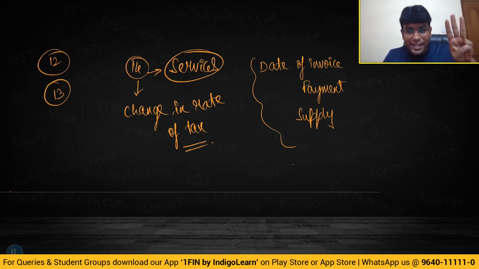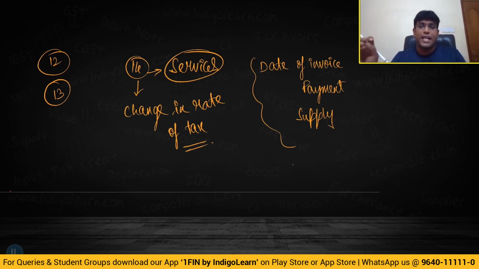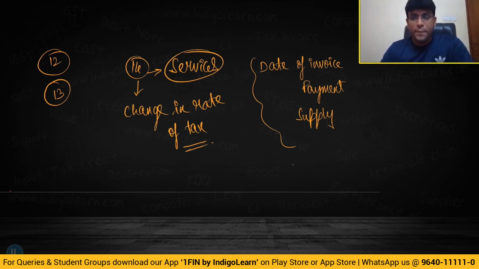between these 3 dates, there is a change in rate of tax. The rate of tax got changed. 12 became 18, maybe 18 became 28, 28 became 5, whatever it is. There is a change in rate of tax between these 3 dates. When there is a change in rate of tax between these 3 dates, now an important point which you should note in this context is something like this.